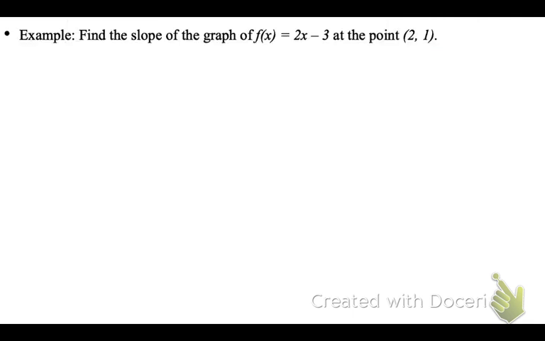Okay, so we need to find the slope of the graph f of x equals 2x minus 3 at the point (2, 1). So we first need to find the slope of the tangent line.